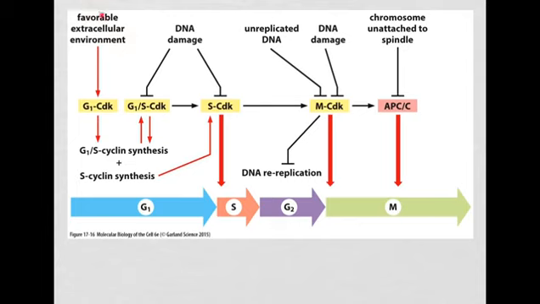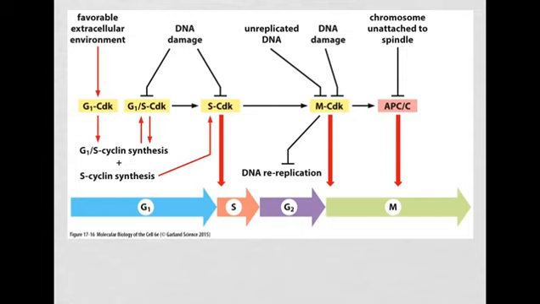What if the extracellular environment is not favorable? Those cells tend to just stay in G1, or maybe we could call it G0. What if there's DNA damage? In that case, the plan is to pause or die and not progress through this cell cycle.